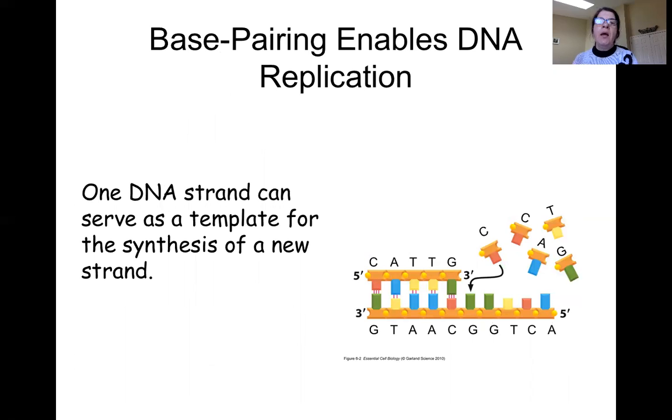Okay? So what enables DNA replication? And this is a very, very important concept, base pairing. So the complementarity of the bases really enables accurate DNA replication. One of the DNA strands can serve as a template for the synthesis of a new one. So whenever you have a G on the template strand, you're going to insert a C in the new strand. If you have a T, you're going to have an A. If you have an A, you're going to have a T.